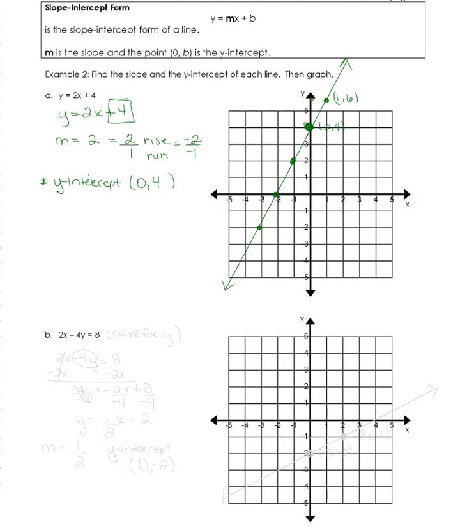So to identify the slope and y-intercept, what we have to do is make sure we convert this equation into slope-intercept form, meaning we need to solve for y. This is going back to the literal equations that we did, I guess first week of class we talked about literal equations. So how do we solve for y? Here's the equation. 2x minus 4y is equal to 8.